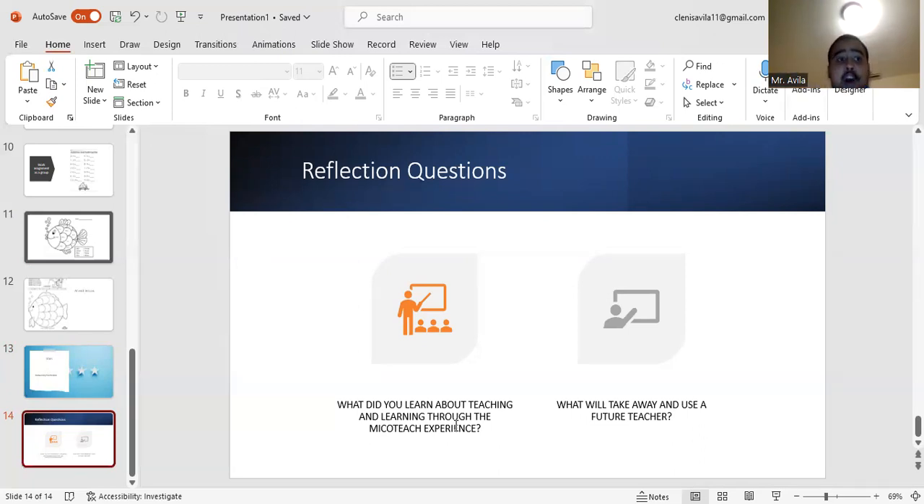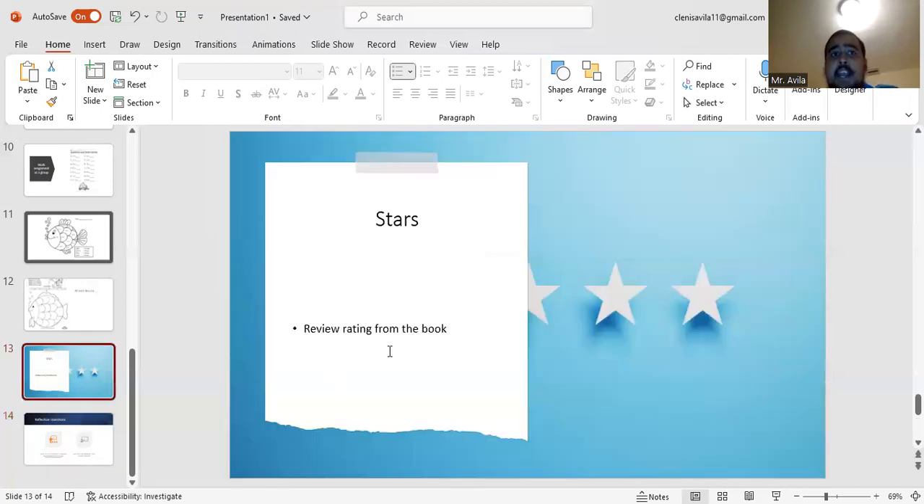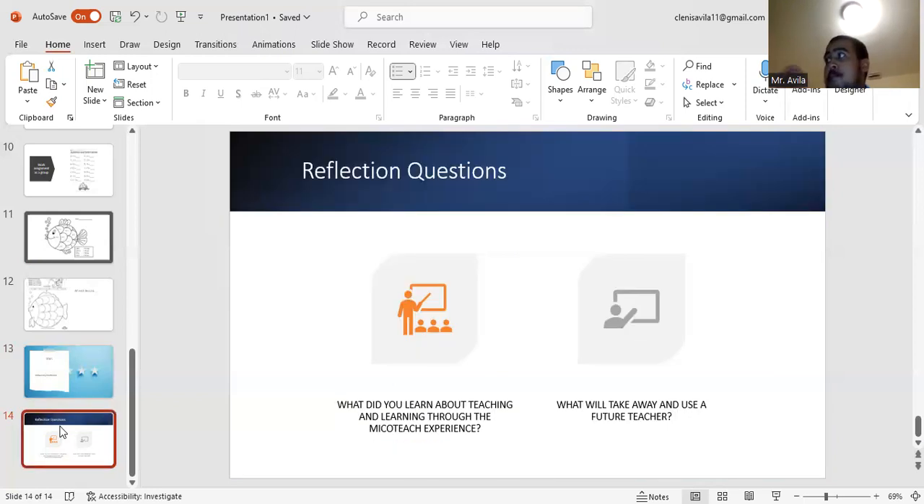So let's say for example, I use stars. This is for example a formative assessment. So I need to practice a lot of things, like using more specific assessments and giving more specific goals and objectives to the students. What will I take away and use as a future teacher? Well, I'm getting better at teaching, so I'm getting better at my grammar, and I'm getting a lot better with the teaching environment.